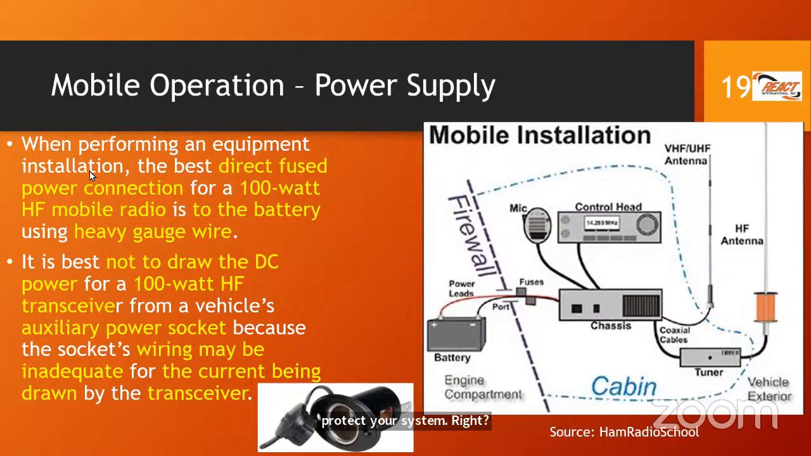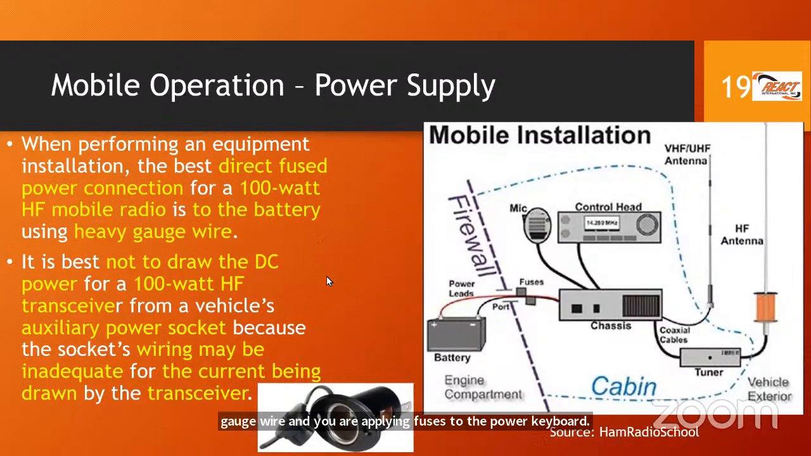When performing an equipment installation, the best direct fused power connection for a 100 watt HF mobile radio is to the battery using heavy gauge wire. So what they're saying here essentially is when you install your radio, you're actually going to install a cable to go straight to the battery. In other words, you're not going to go anywhere else, right? You're going straight to the battery, and quite often that second connection is to the chassis as well, right? So just bear in mind, this is an exam question. The key points about it here: this is a 100 watt radio, you want to go straight to the battery using heavy gauge wire, and you are applying fuses to the power cable. So that's bullet point number 1.